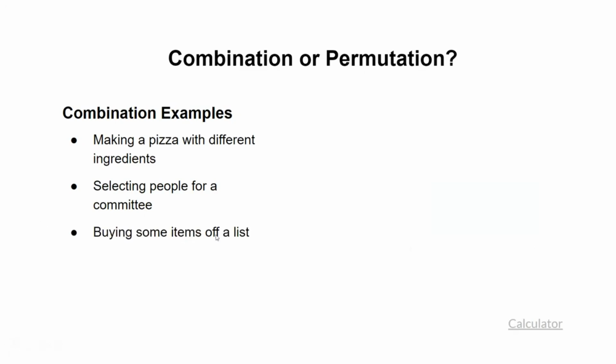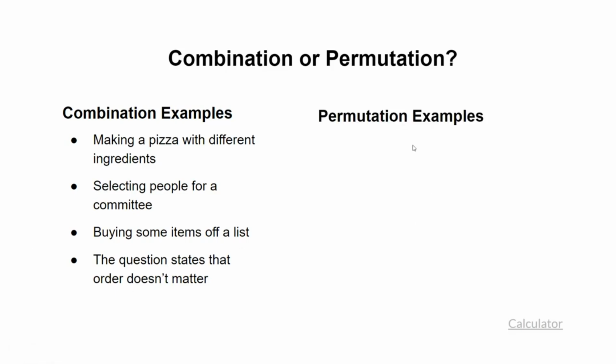Buying some items off of a list. When you come home from the store and you bought 5 out of the 10 items on your list, you don't care which order you bought them in. You just have those 5 items. And sometimes the question will actually state that order doesn't matter. That makes it easy.